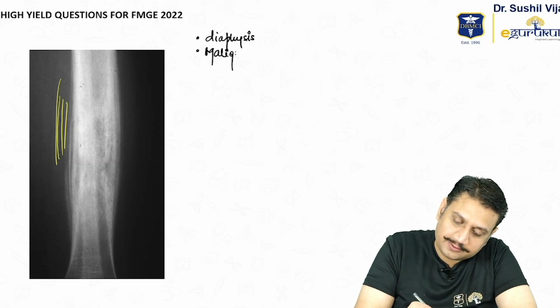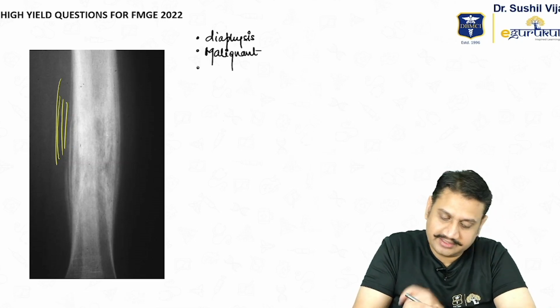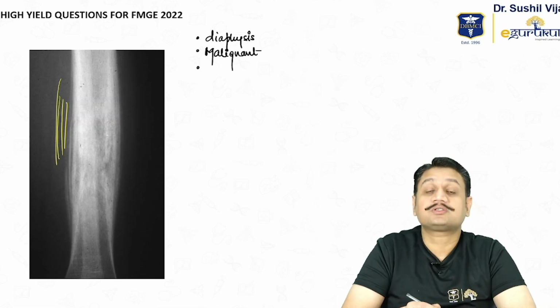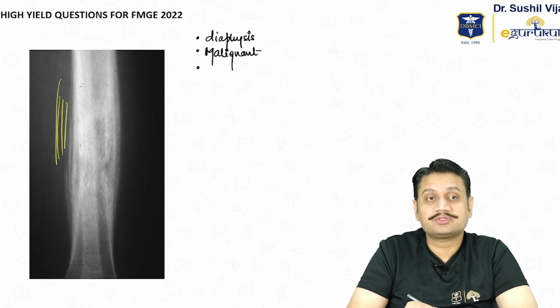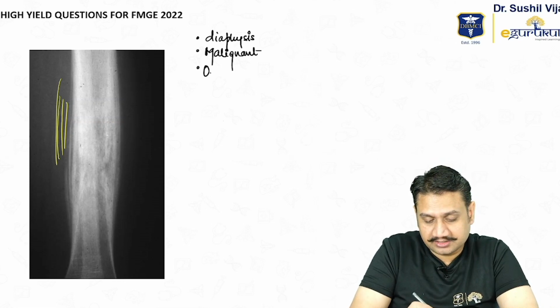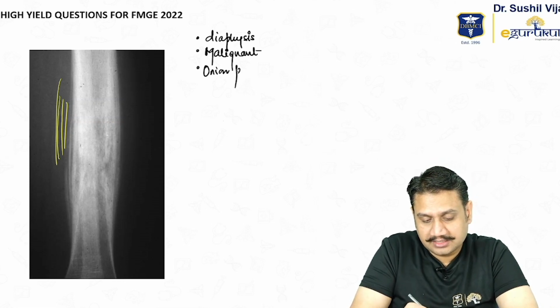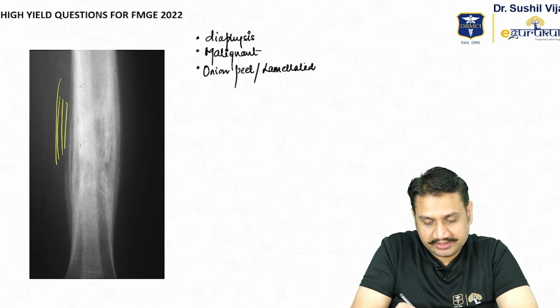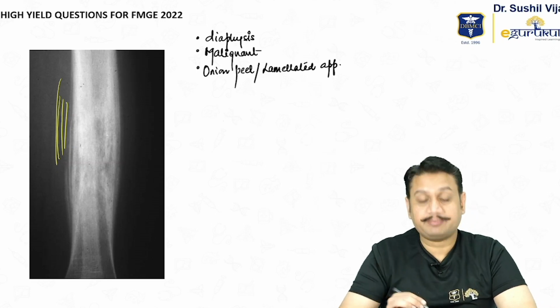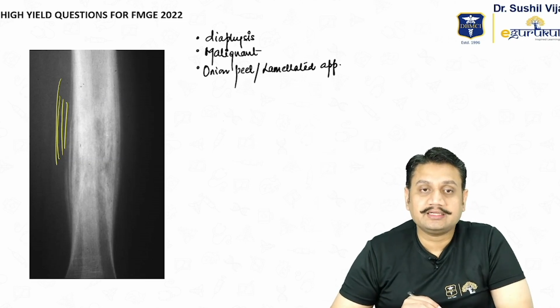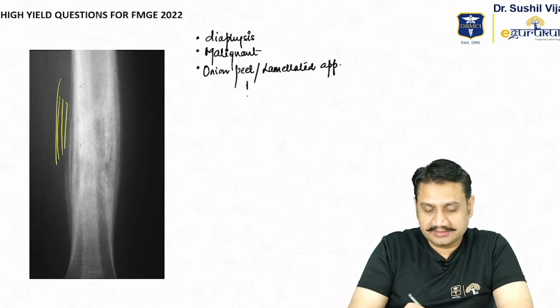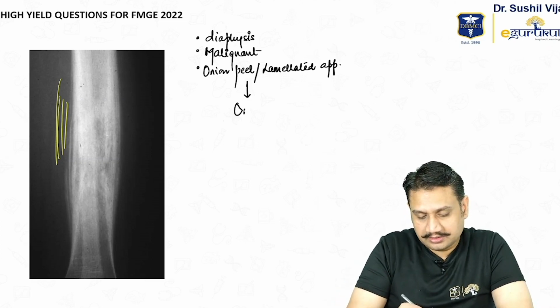And what is the special feature you are able to see here? Multiple lines parallel to the bone. This picture, as you already know, is known as onion peel or lamellated appearance. Onion peel or the lamellated appearance. So diaphysis, malignant, onion peel, and lamellated appearance. What makes this tumor?